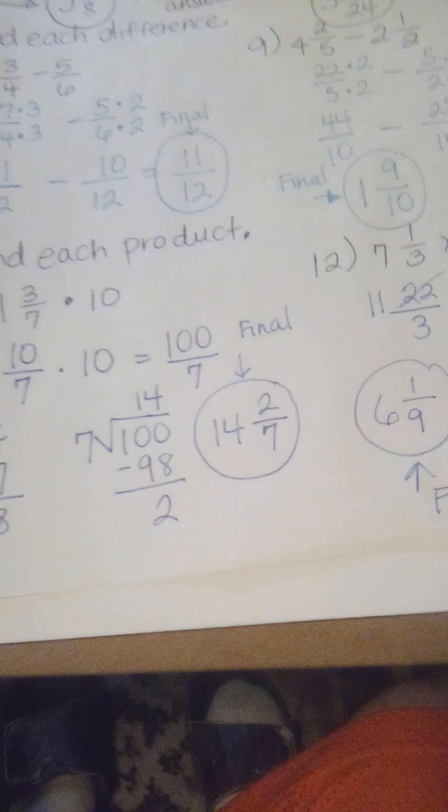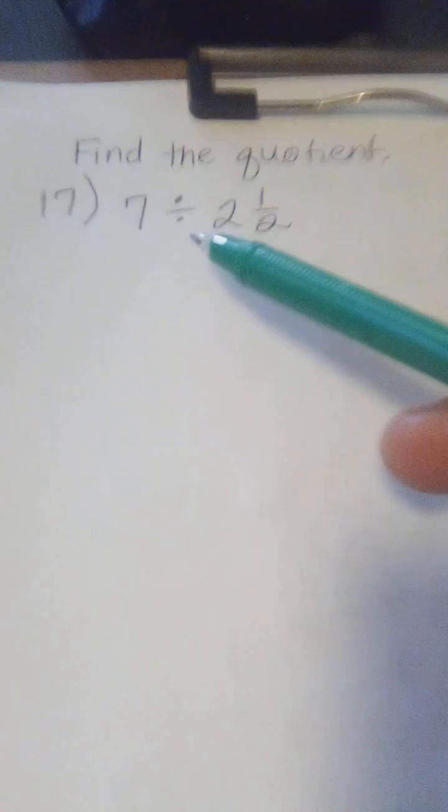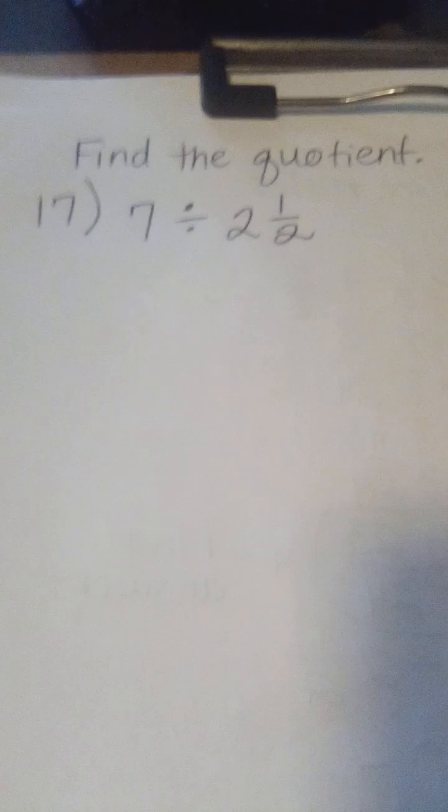All right, we're almost done. Oh, this is my favorite. This is going to be a little bit more fun, believe it or not. Watch, you're going to see in a minute. Find the quotient. We have 7 divided by 2 and 1/2.